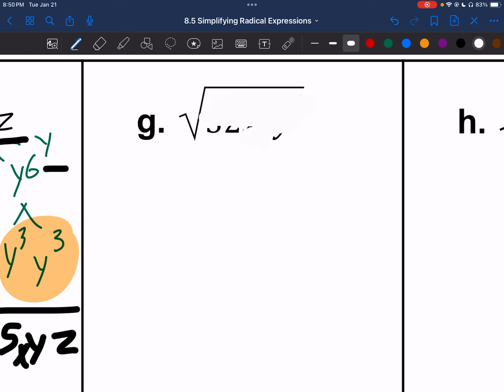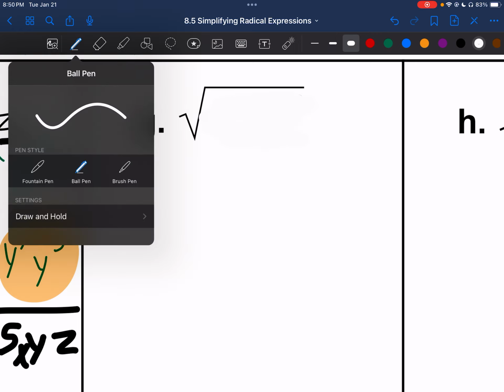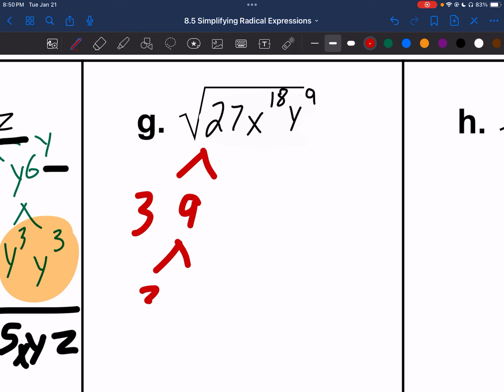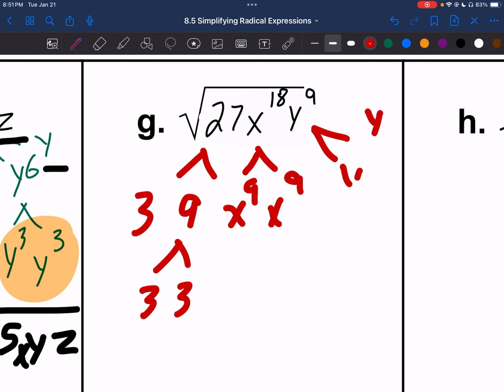All right, so the next one, let me go ahead and correct this. Our next one is the square root of 27 x to the 18th, y to the 9th. Let's break that down. 27 breaks into 3 and 9. 9 is 3 and 3. X to the 18th is x to the 9th, x to the 9th. Y to the 9th is y and y to the 8th. Y to the 8th is y to the 4th, y to the 4th.